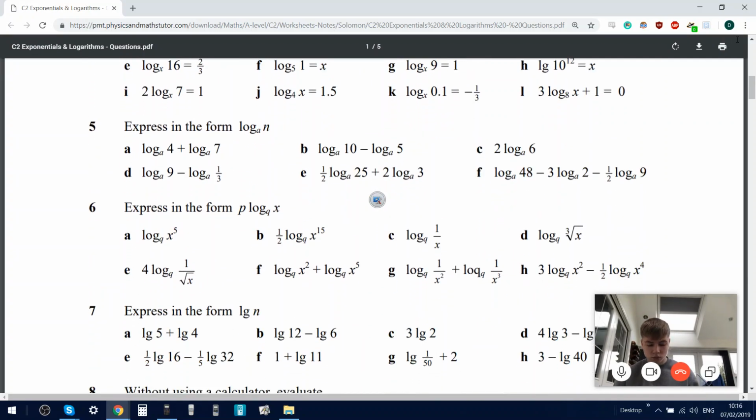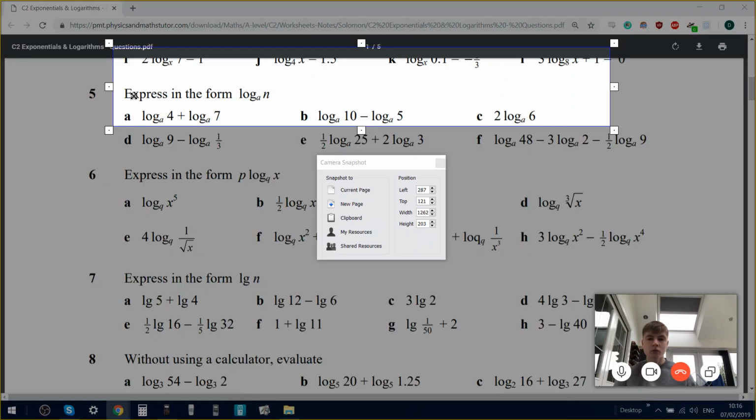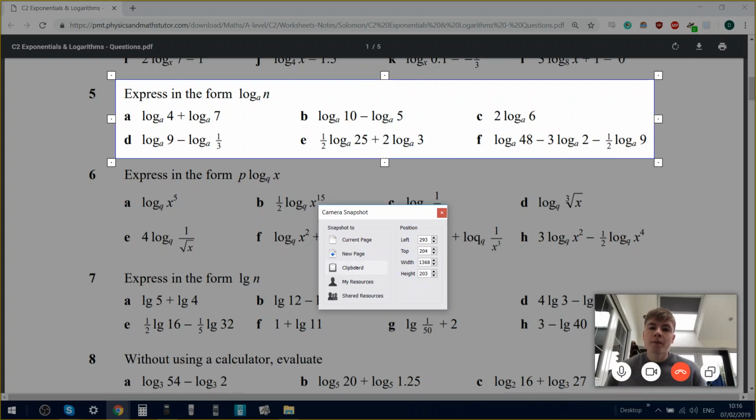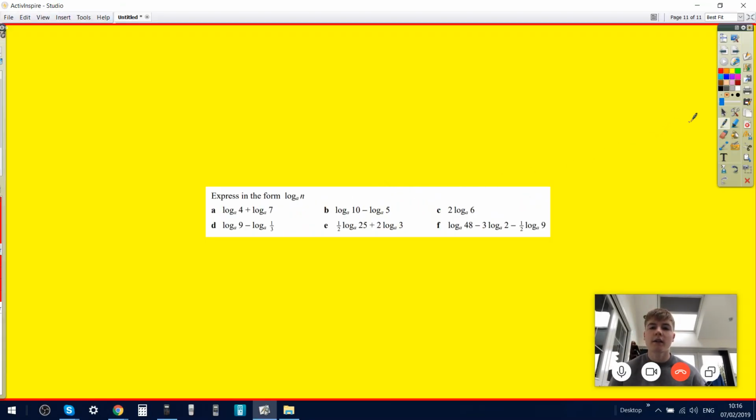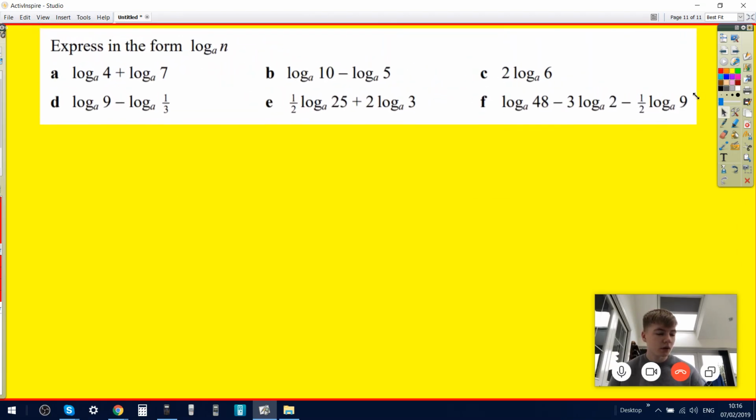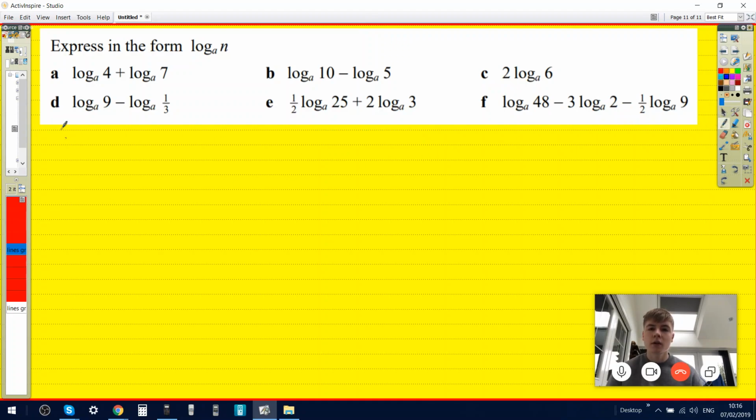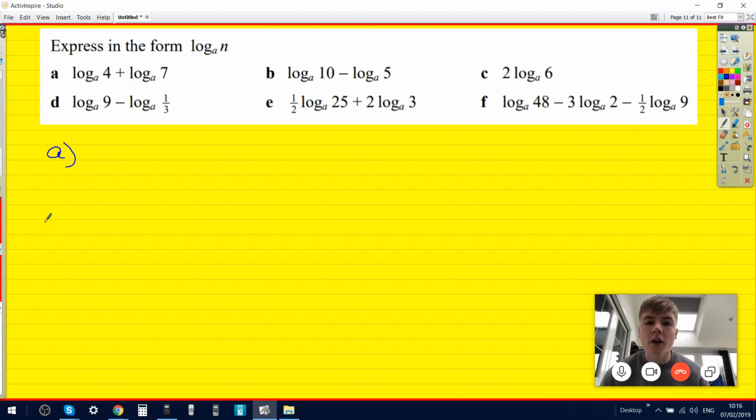Those next ones are similar. How do you add logs? As long as they've got the same base, you can add them, can't you? They just add together. Yep. But can you also write them as the times? And so what would be part A? Log base A of 4 times 7, so log 28. That's it. How would you do B, subtracting? That's division. So log A 2. How would you do C? Can you move the 2 to the 6 square? Yeah. So it's log A 36.